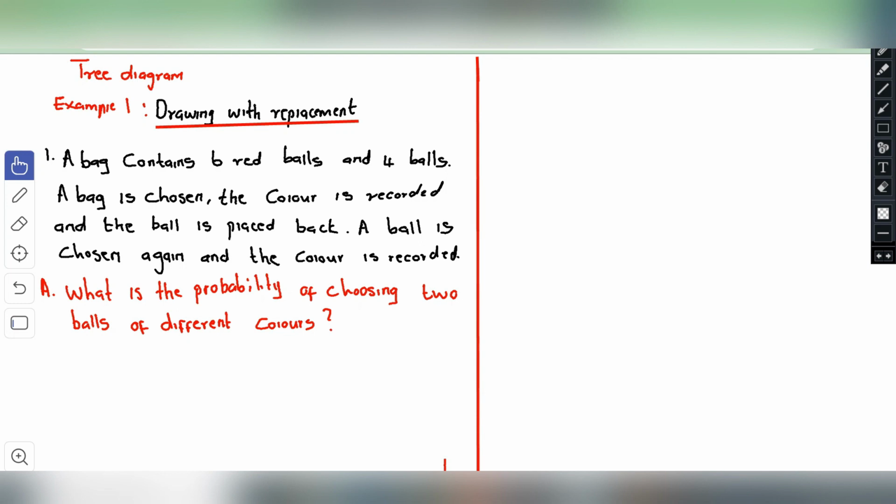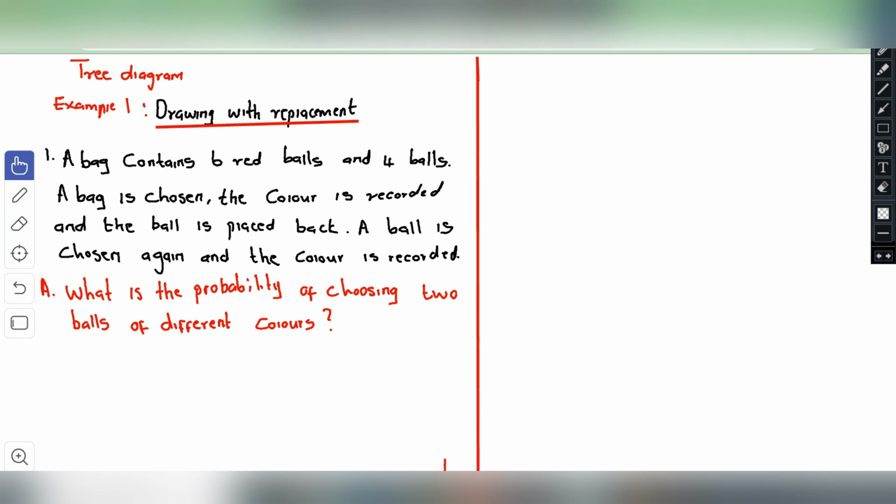So in this lesson we are going to talk about the tree diagram for drawing with replacement. There are three examples that we are going to do, but in this video I'm only going to focus on the first example, and I will do two other videos for the second and third examples for the tree diagram. So let's start with the first one of drawing with replacement.